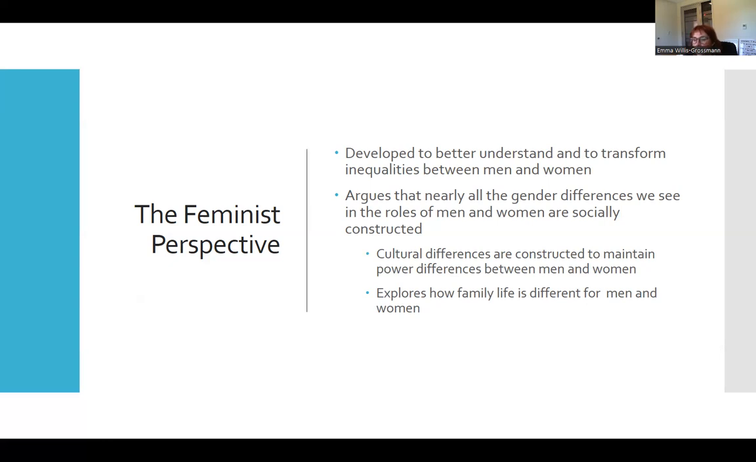Feminist theorists argue that all gender differences that we see between men and women are constructed by culture and society and typically do not come from biological differences, but from how culture and society assigns meaning and rules to men and women. They also argue that these rules that we've created create power differences between men and women, in which men tend to hold more power over women.